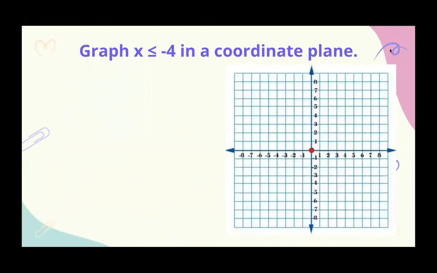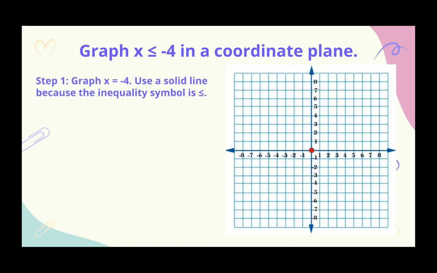Here's another problem for you to try. We're going to graph x is less than or equal to -4 in a coordinate plane. First step is to graph your boundary line. So we're going to graph our related equation, which is just x equals -4. And we're going to use a solid line because the inequality symbol is less than or equal to.